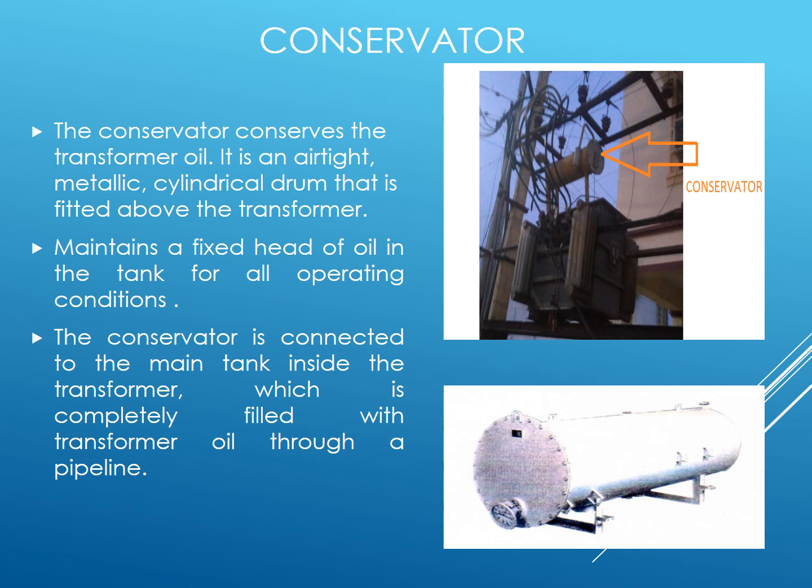So what's the role of this conservator? It maintains a fixed head of oil in the tank for all operating conditions of the transformer. When oil gets heated, it expands and enters the conservator from the tank and forces some air out of the conservator. Since the conservator is partially filled with oil, when the oil contracts, some oil enters the tank from the conservator and air enters the conservator from the atmosphere.